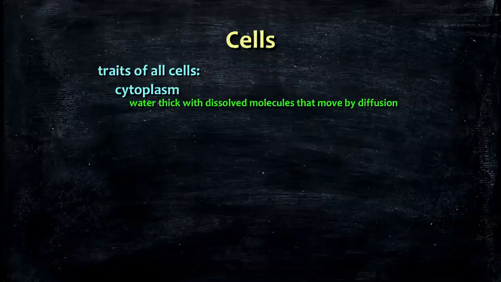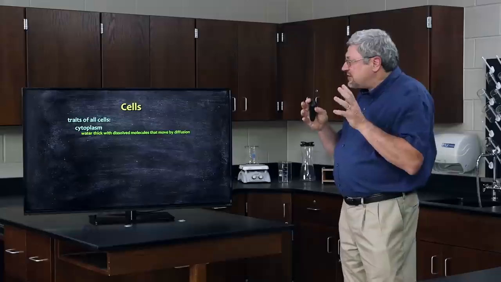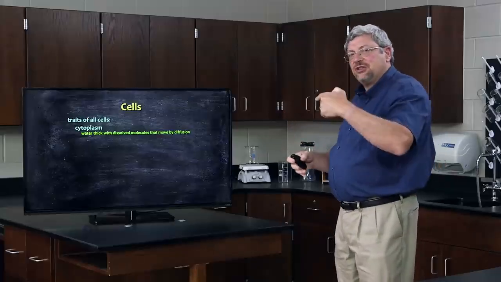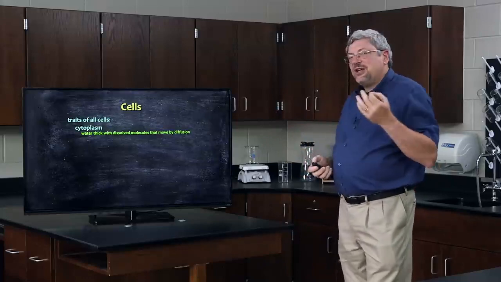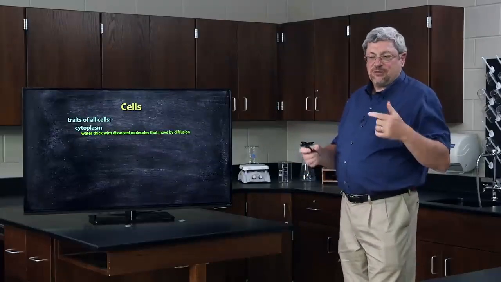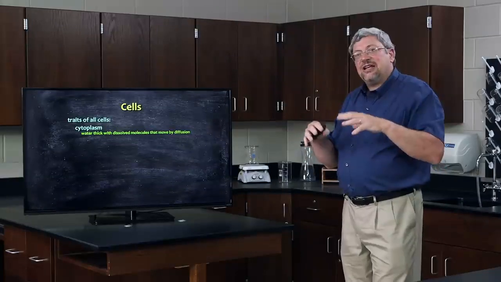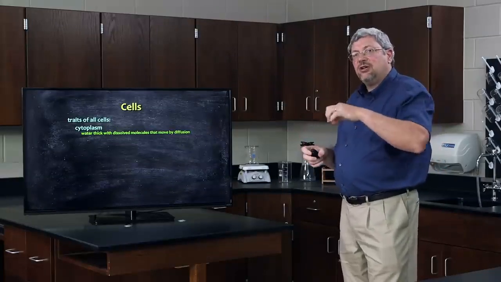Cyto means cell, so this is the plasma of the cell. Inside the cell membrane, we have basically water with all sorts of dissolved materials in it. The water's a little thick because it's got a lot of dissolved materials, but this thick water containing lots of dissolved materials is called cytoplasm. Every cell contains cytoplasm.